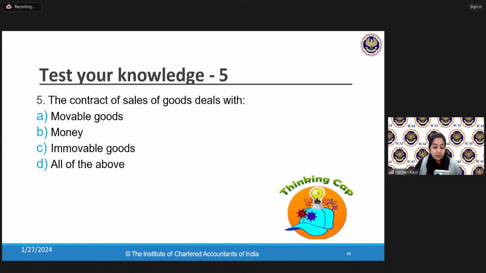So, movable goods is the correct answer for this one. So, contract of sale deals with movable goods. It never deals with immovable goods. I told you for immovable goods, we have the Transfer of Property Act. Money is never goods. In sale of goods, money is always paid. Okay? Money is used for making the payment.